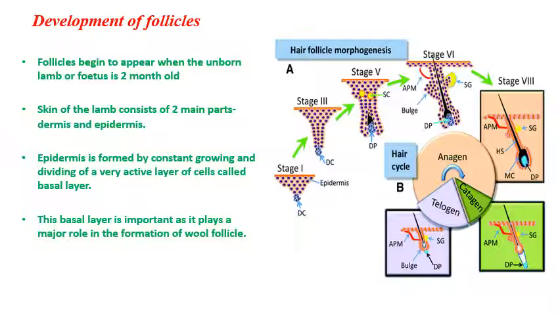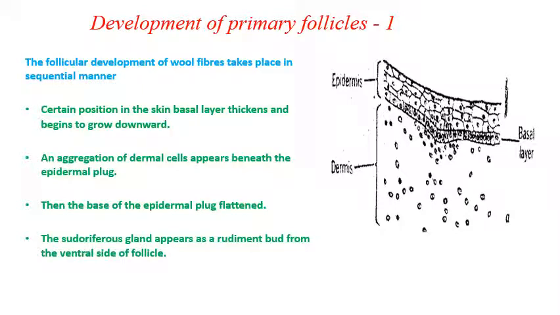Here you can see the diagram. It is showing different stages of the development of wool follicle. It is stages 1 up to stage 7 for the growth of follicle and the fibers, which we are going to study next. Now we will discuss the development of primary follicle. Previously I mentioned the general wool follicle development. Later we are going to discuss the development of secondary follicle.